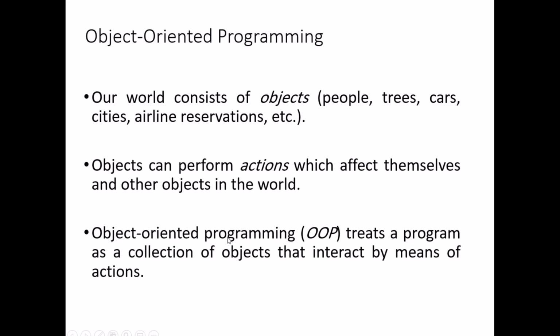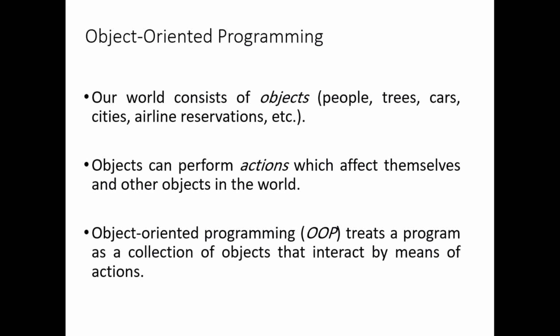Now, for a program to work in object-oriented, it consists of objects. These objects work independently, each one on its own, but they need to communicate. So a program is a collection of objects, but they need to communicate and interact by means of actions. So if we have objects of two people, of course, we will talk about them in programming.